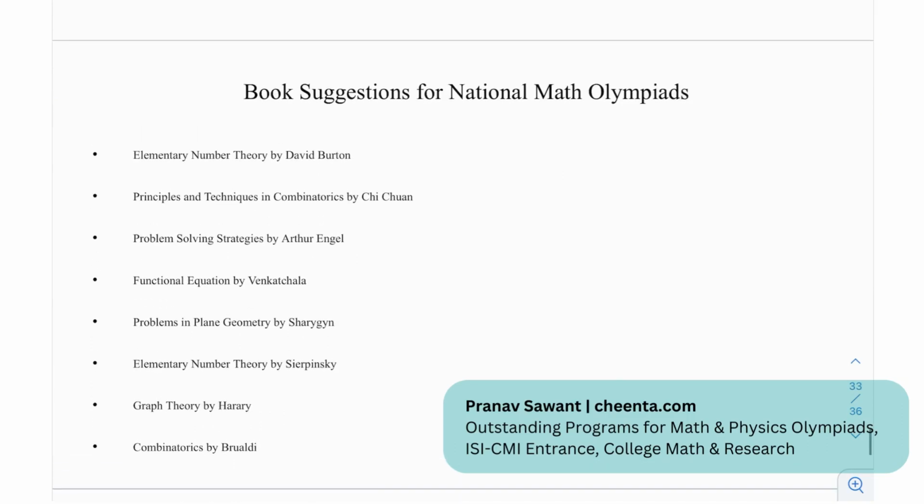Right, so after that we have some book suggestions for National Math Olympiads. We have Elementary Number Theory by David Burton, Principles and Techniques in Combinatorics, problem solving strategies by Arthur Engel, functional equations by Venkatachala, problems in plane geometry by Sharygin, elementary number theory by Sierpinski, graph theory by Harary, and combinatorics by Brualdi.